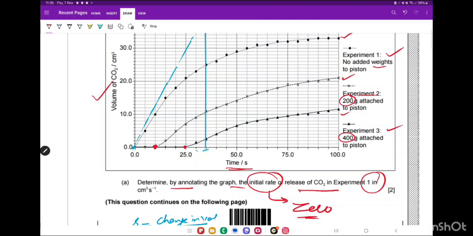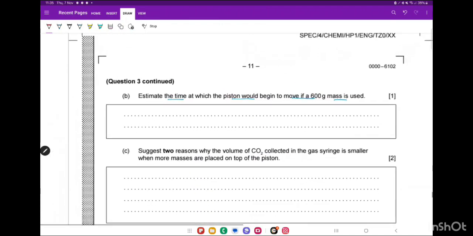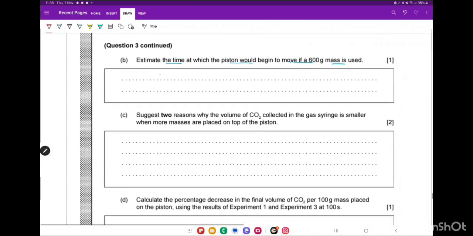When I increase the mass to 600, I can estimate where the piston will start moving. There's a difference of 5, then 10, and then around 15: 15, 25, 30, 35, 40. The piston will start moving around 40. So my answer should be that the piston should move around 40 seconds. That should be the answer.